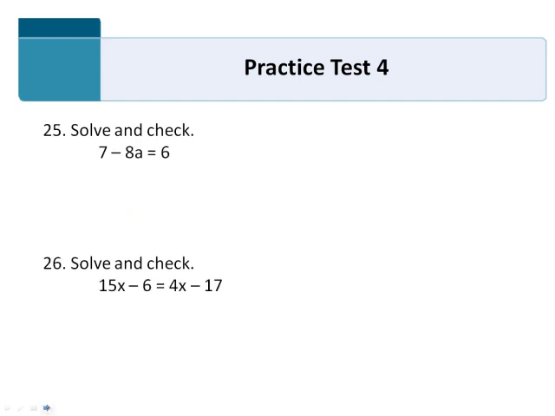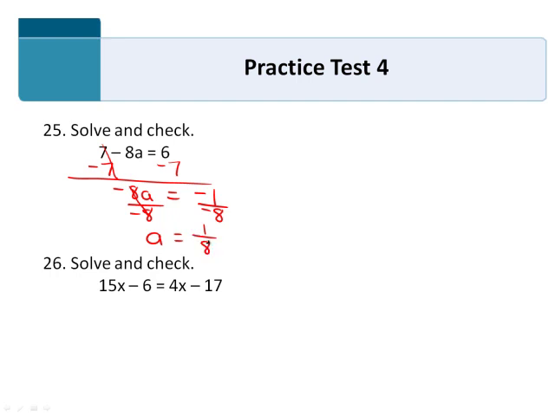25. 7 minus 8a equals 6. We need to get the 8a by itself first. So I'm going to start by subtracting. Be careful. Make sure you subtract 7. Those cancel. -8a equals, 6 and -7 would give you -1. Now we have to divide by -8 on both sides. So the 8's cancel, and we're going to end up with a fraction. It's going to be a positive fraction because you had 2 negatives there. So the answer is 1/8.